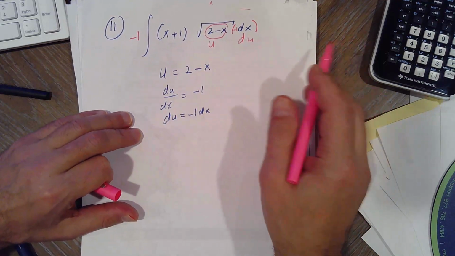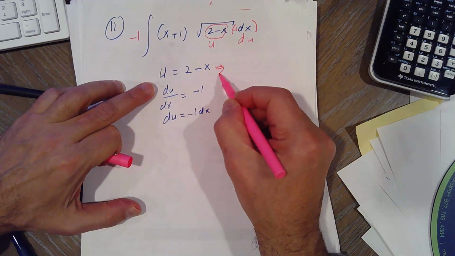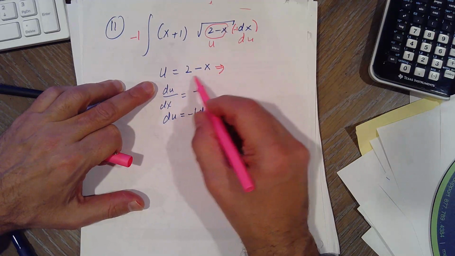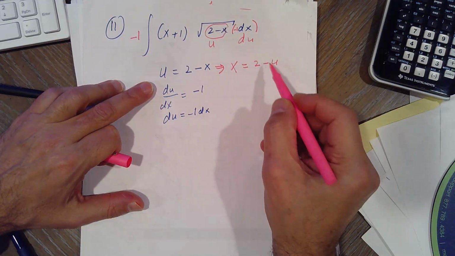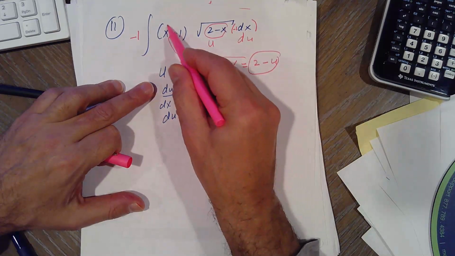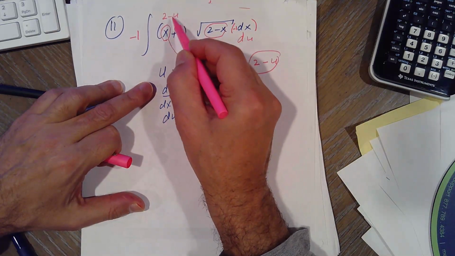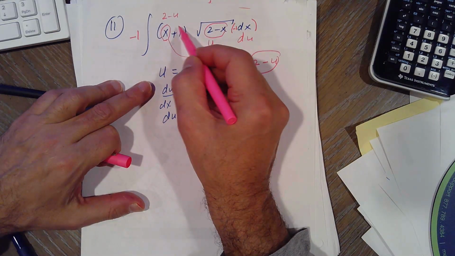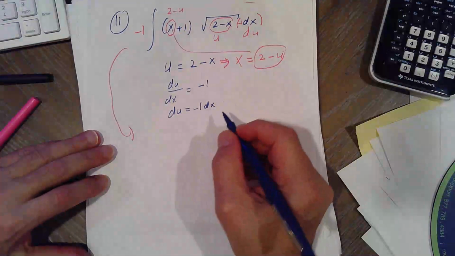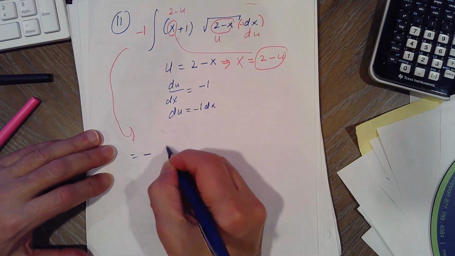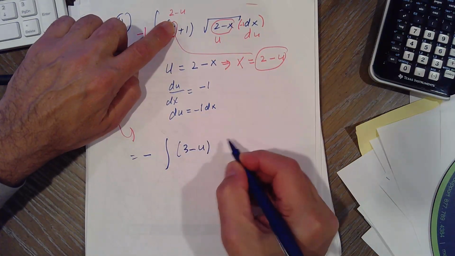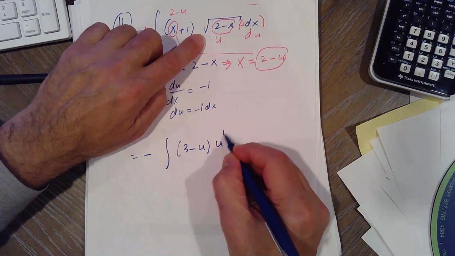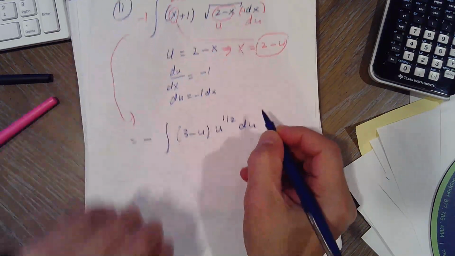We've got to get rid of that. So we're going to use right there what we did for substitution. If u equals 2 minus x, that means x is 2 minus u. So we're going to take this and put it in there: 2 minus u plus 1. So what do we end up with if we did that? We're going to get negative integral of (2 minus u plus 1), which is 3 minus u, square root of u, or u to the 1/2, and then du.